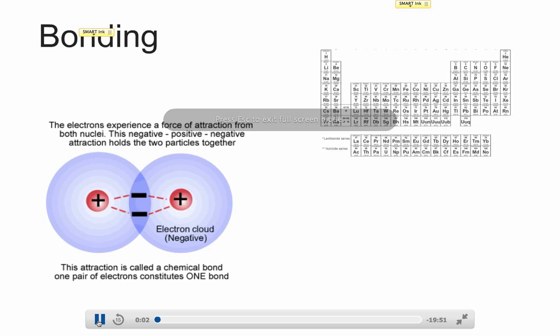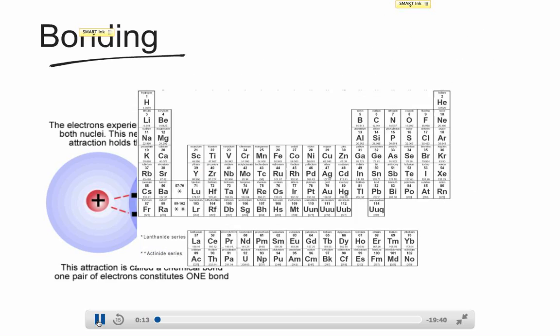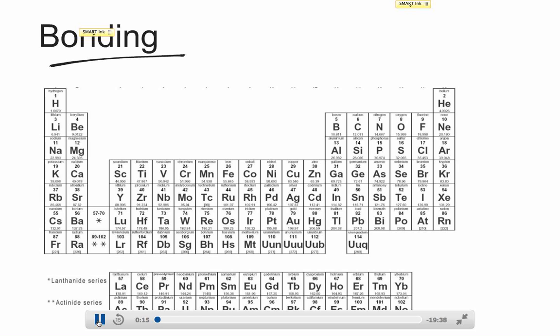In our next unit here, we're going to spend a significant amount of time bonding. Really, that's what this whole chapter is about, bonding and the different types of bonding. Now, before we get too detailed on bonding, we want to remember why we are bonding. Going back to the periodic table a little bit.